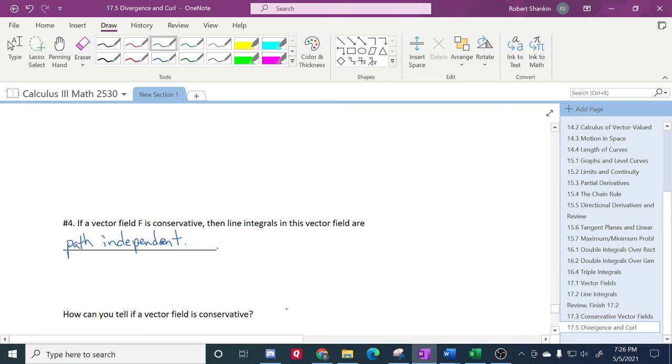There's the old way to answer this, which is: there is a potential function phi such that the gradient, the derivative, is equal to the vector field F. That's right. That was one way to answer this.